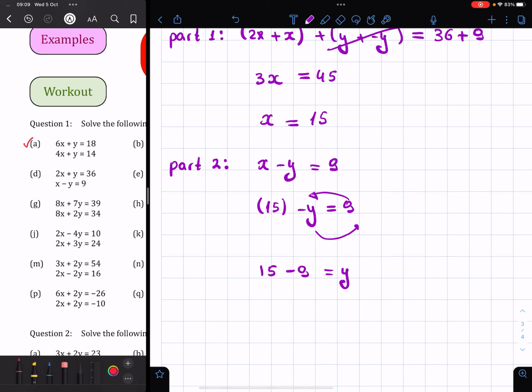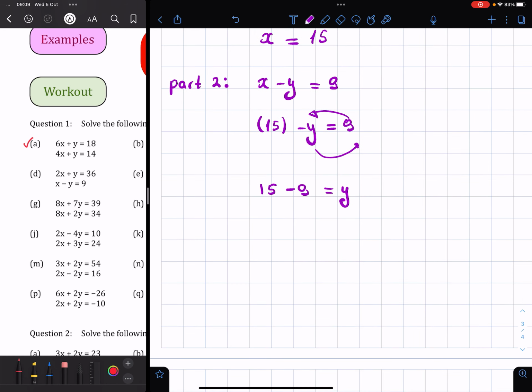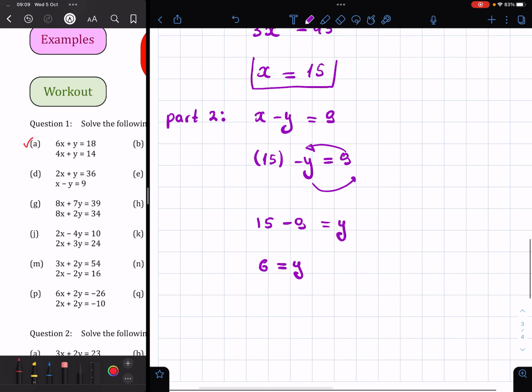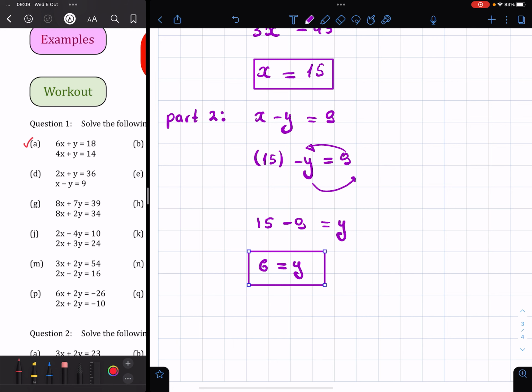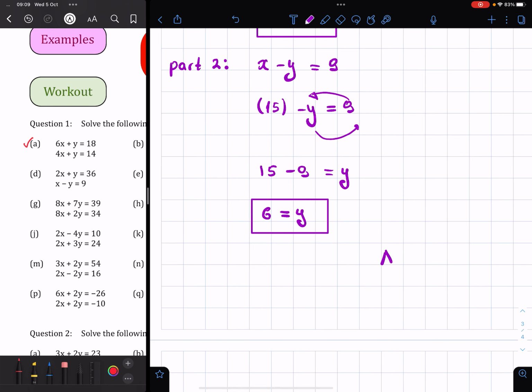Because changing sides means changing the sign. So what's 15 minus 9? It will be 6. It's going to be 6 equals y. We found both y and x. So this is the x value we have, and this is the y value we have. So what we're going to say is the answer: x equals 15 and y equals 6. So that's it. Yes?